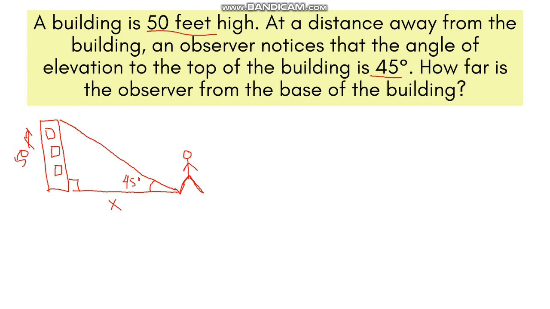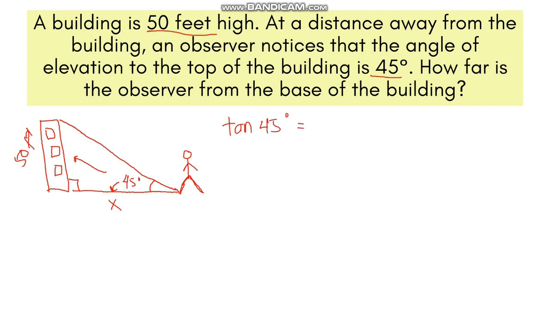Now, what trigonometric ratio should we use? So we have here x. X is the adjacent side. Then the 50 feet there is the opposite side of 45 degrees. So again, that is opposite and adjacent. So it can be tangent or cotangent. So let's use tangent of 45 degrees.